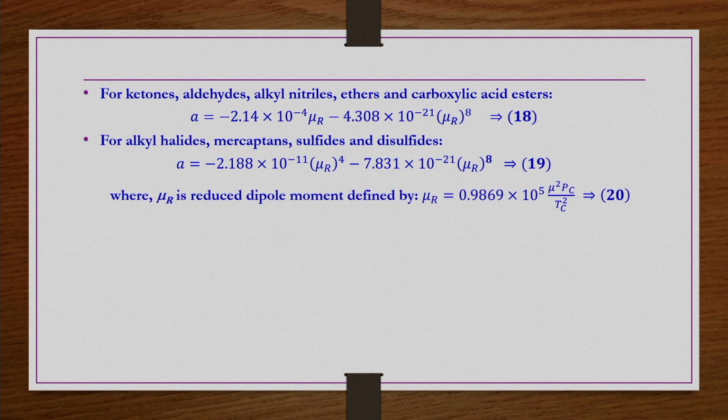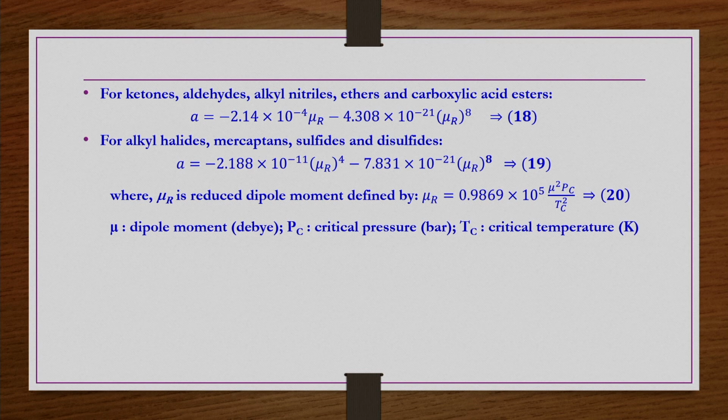Here mu r is given as 0.9869 into 10 power 5 mu square Pc by Tc square. So, this mu in equation 20 is nothing but the dipole moment, which is in debye, and Pc is the critical pressure, which should be in bar, and Tc is the critical temperature, which should be taken in Kelvin, in order to get this reduced dipole moment mu r.